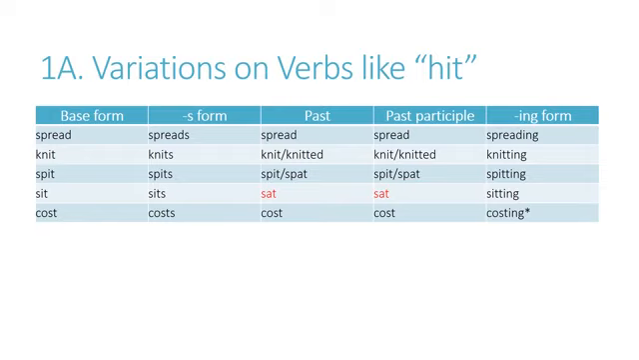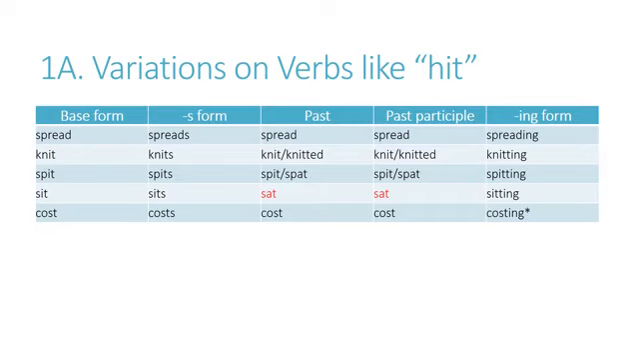The next one is knit, which actually has two acceptable forms in the past and the past participle. It follows the same pattern as hit, knit, knit, knit, but it can also take on a regular verb ending, ed. For example, knitted in the past and past participle. Notice that the T is also doubled before you add the ed ending in this case.